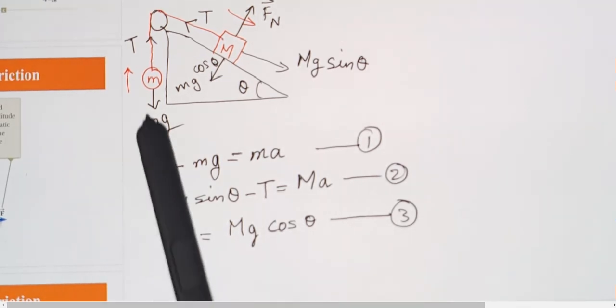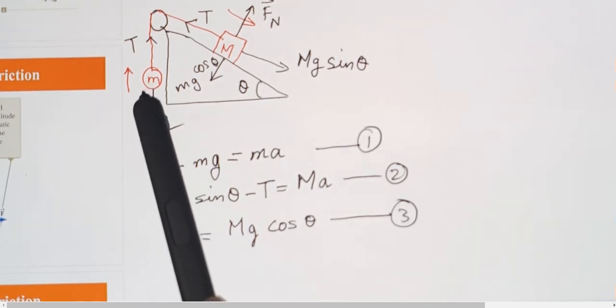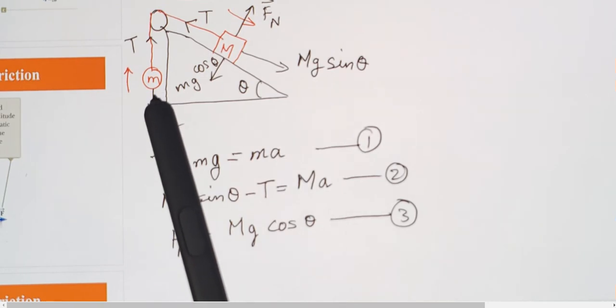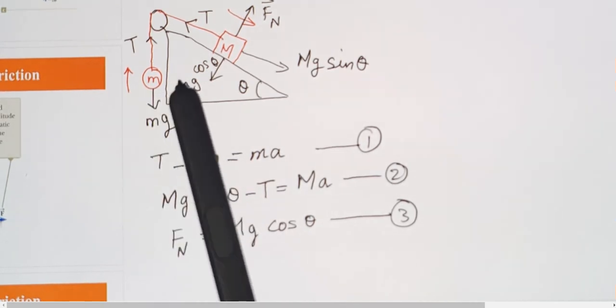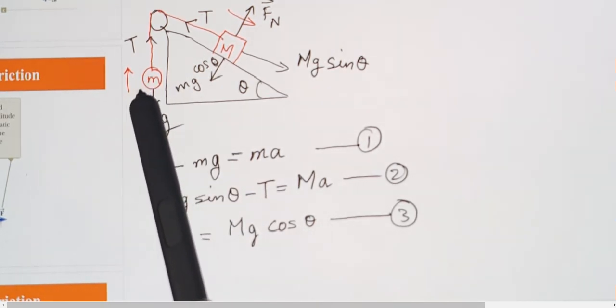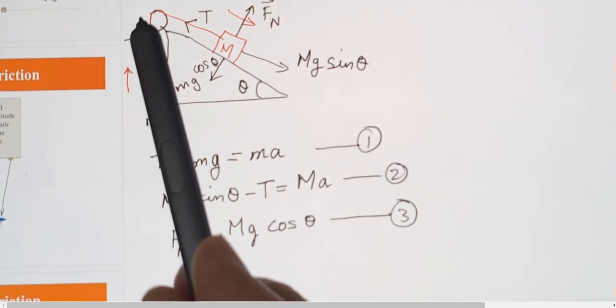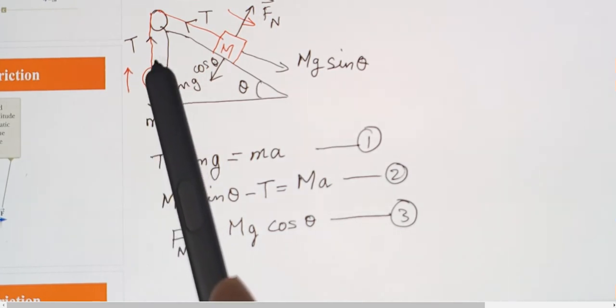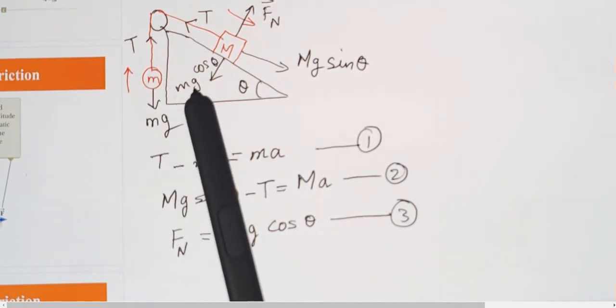Well, how do I determine T is equal to mg? Because I'm talking about the small mass. It's just applying Newton's second law. What are the forces acting on the small m? Well, we have tension upward and we have mg downward. So the equation is T minus mg is equal to ma.